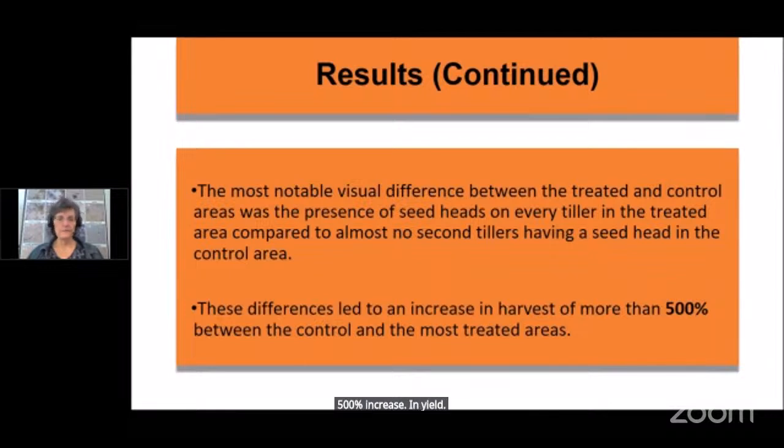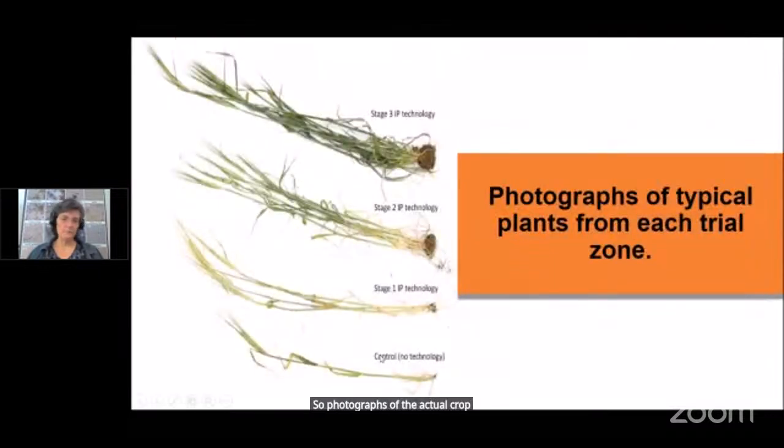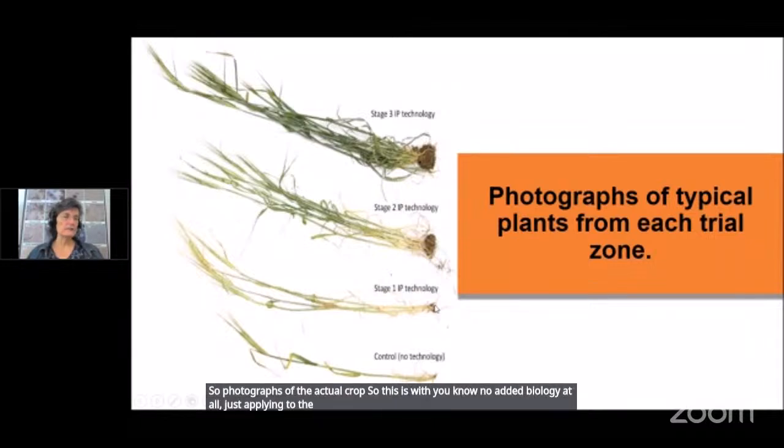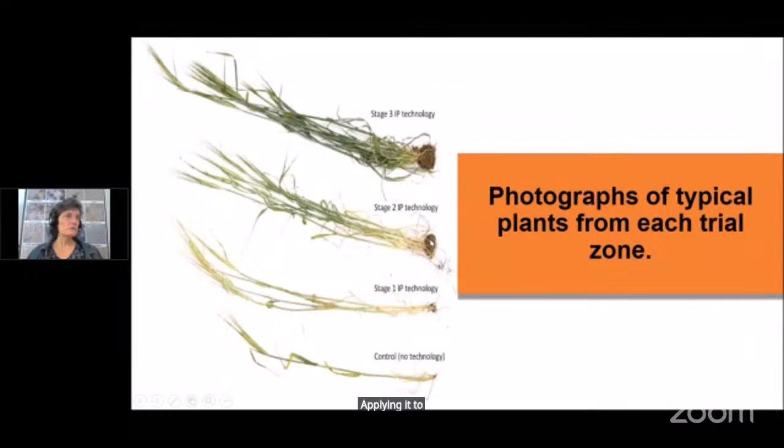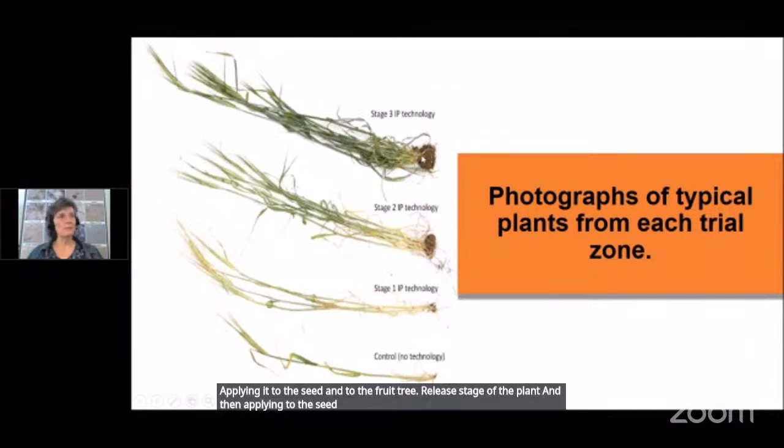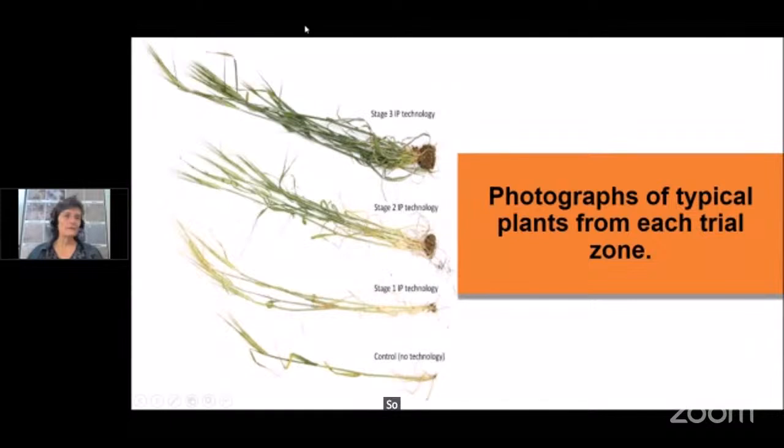So photographs of the actual crop. So this is with no added biology at all, just applying to the seed, and you can see the increase in tillers. Applying it to the seed and to the first true leaf stage of the plant, and then applying to the seed, and then 2 applications, one at first true leaf stage and another at about a month later. So what kind of crop do you want to be growing? I know what I want. This is from a peanut farm in Georgia.